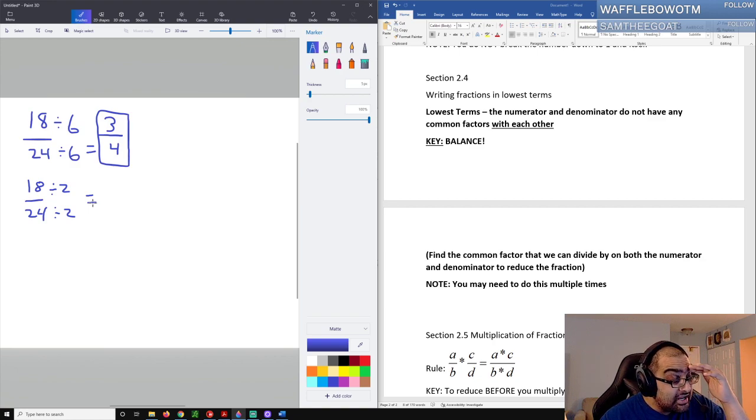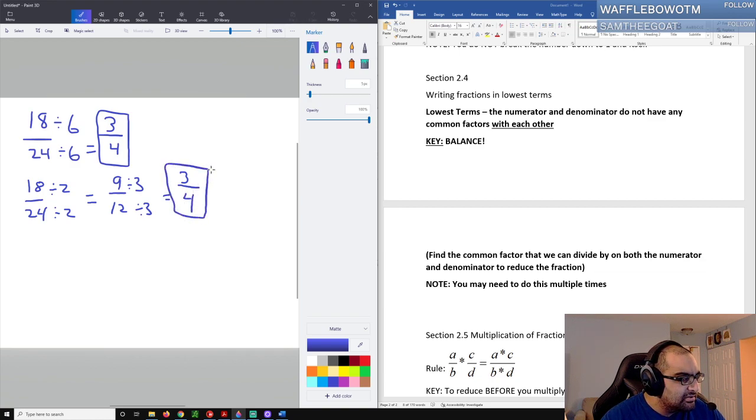So in this case, I do 18 divided by 2, which is 9, and 24 divided by 2, which is 12. And then we ask the question, let's look at 9 and 12. Do they have any common factors? And the answer is yes. I could divide by 3 on the numerator and denominator. 3 goes into 9 3 times. 12 divided by 3 is 4. So once again, we get 3/4 as our answer.